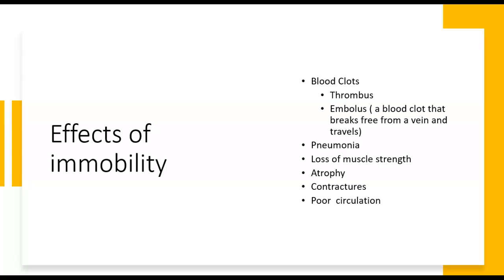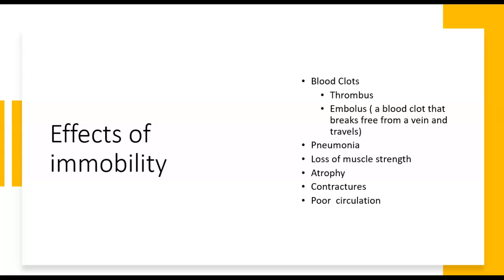A thrombus is a blood clot that is lodged, like a deep vein thrombosis lodged in your calf. And then you have an embolus, which is a blood clot that breaks free and is traveling. The embolus is more dangerous because it can lodge in your heart or your brain and cause a heart attack or a stroke.